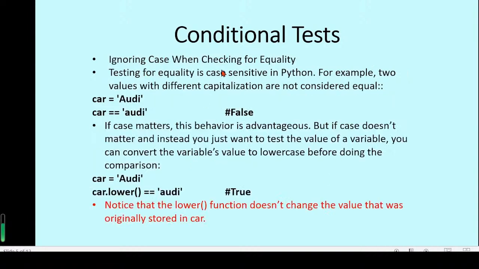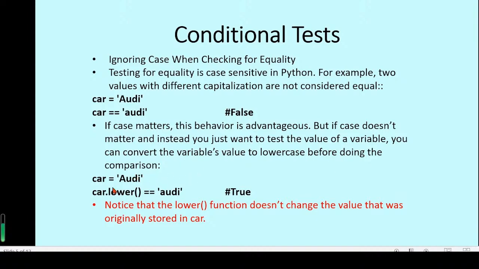Ignoring case when checking for equality. The testing for equality is case sensitive in Python. For example, two values with different capitalization are not considered equal. If the car is Audi in title form, but we check if car's value is audi, we'll get false. So if case matters, this behavior is advantageous. But if case doesn't matter and instead you just want to test the value of a variable, you can convert the variable's value to lowercase before doing the comparison.